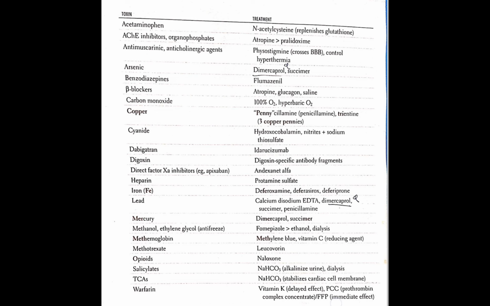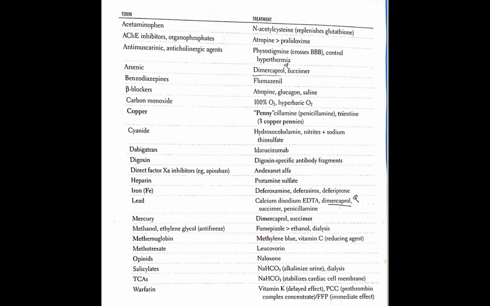Then carbon monoxide poisoning: 100% oxygen and hyperbaric oxygen. Copper: for the copper, penicillamine and trientine. Penicillamine, remember three copper penny bodies. Penny means penicillamine and 3 means trientine. Then cyanide: hydroxocobalamin, nitrites plus sodium thiosulfate.